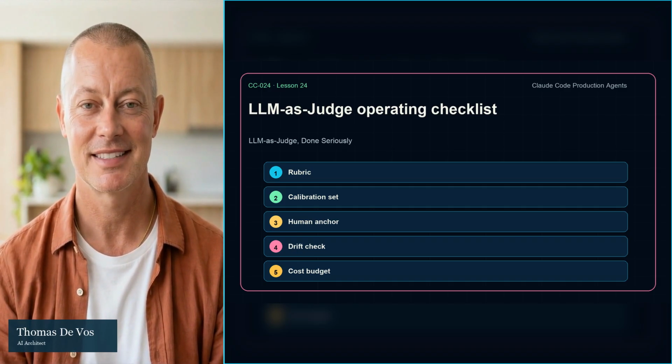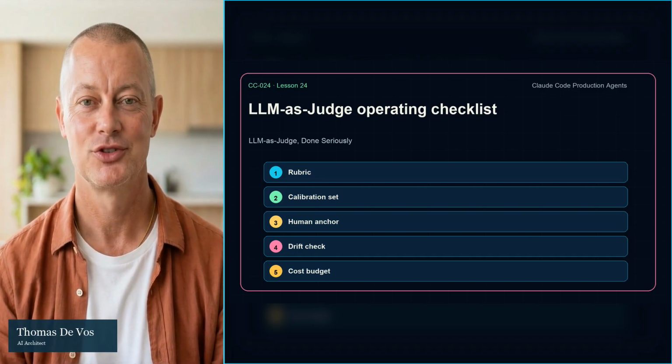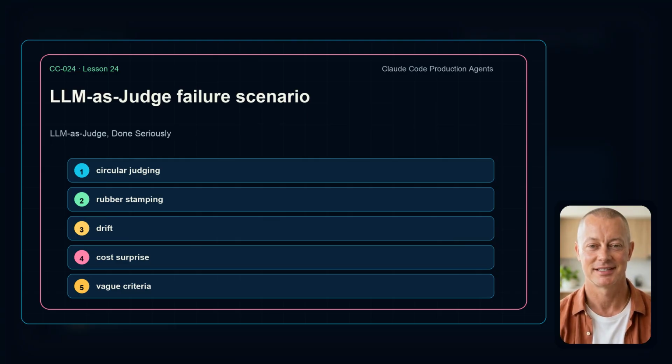In practice, this example has 4 parts: circular judging, rubber stamping, drift, cost surprise, vague criteria. The point is to make the agent's work inspectable rather than asking everyone to trust a polished final answer. Score the design against this rubric: rubric, calibration set, human anchor, drift check, cost budget. A weak score does not mean the idea is useless. It means the workflow needs stronger boundaries before it becomes production work.